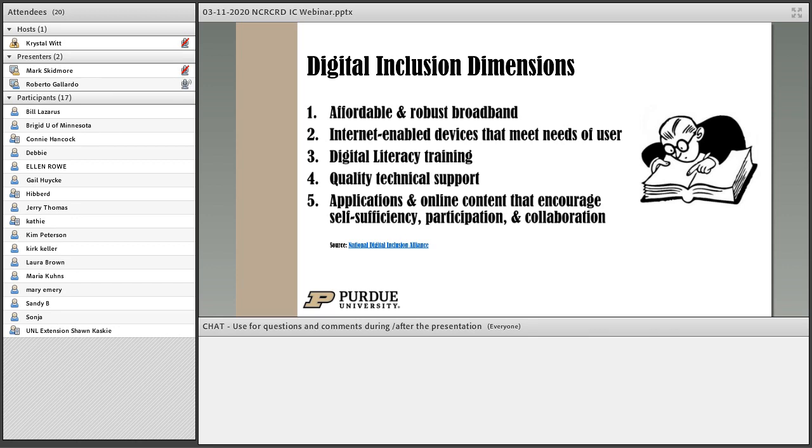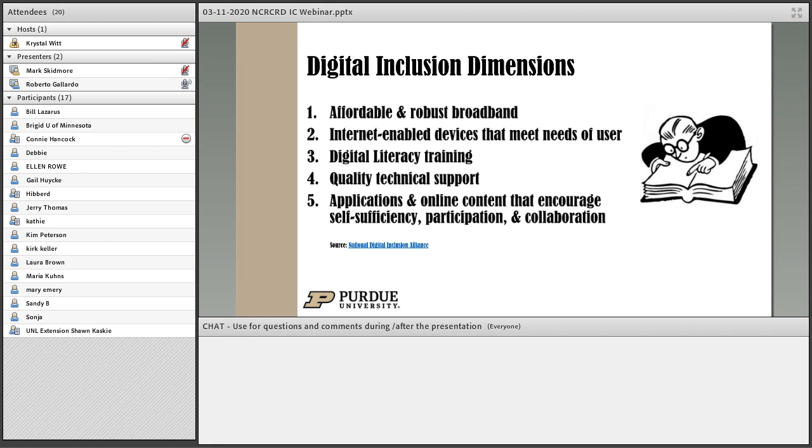And last but not least is applications and content that encourage participation, collaboration, self-sufficiency, etc. That part is really one that we need to work a lot more on, especially in rural communities. Most of the applications that we end up adopting here in rural communities tend to be urban focused and urban inspired. So we need to start thinking, why can't we produce our own rural focused, rural inspired content and applications? I think that would be a game changer. So these are the 5 dimensions.